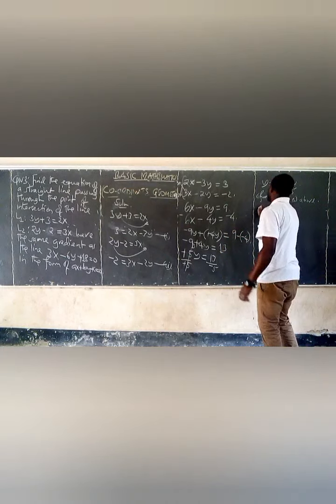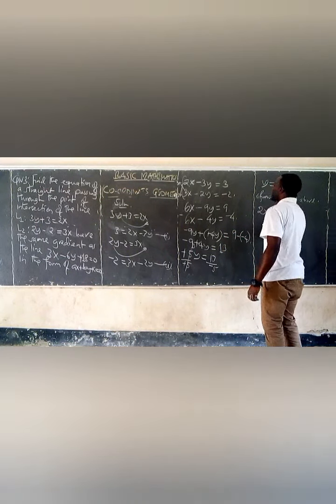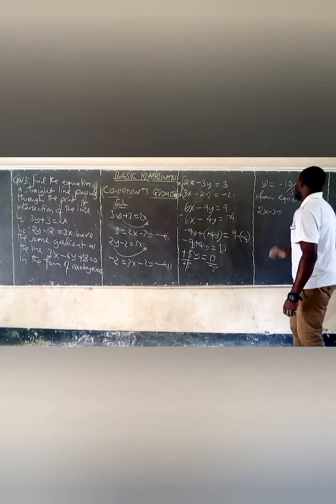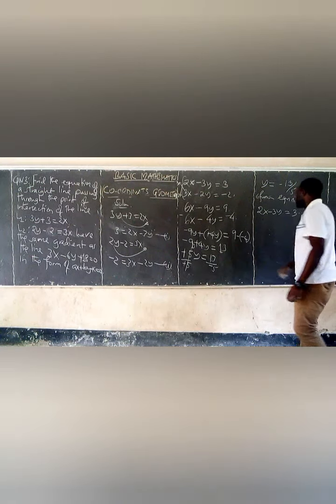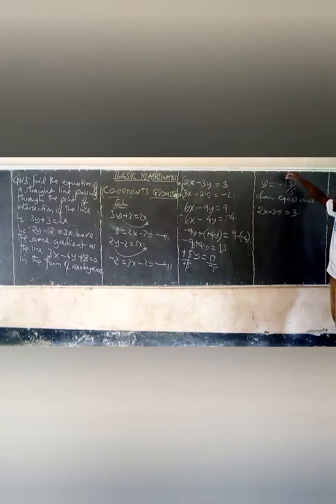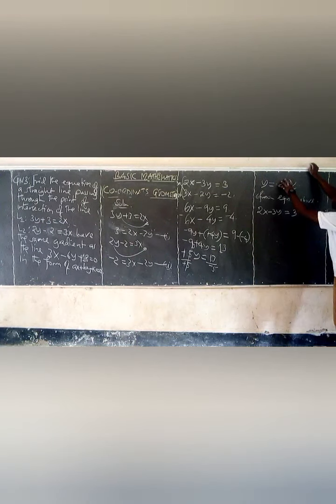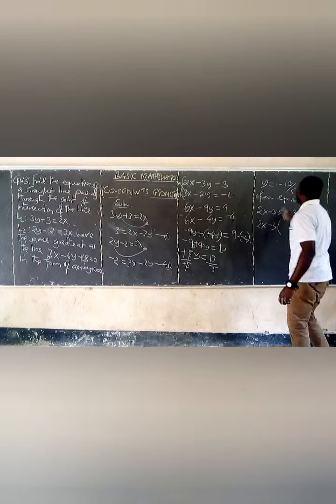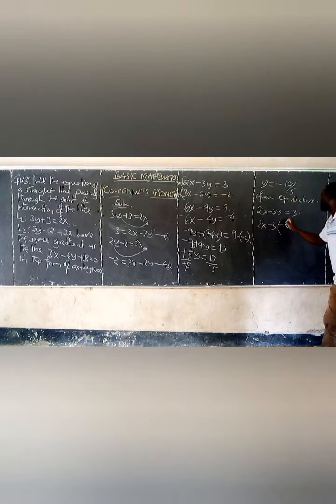Well, equation 1 says that 2x minus 3y is equal to 3. We have the value of y. We are supposed to insert the value of y where there is y here. So we take this and insert it here. So this is 2x minus 3, bracket. What is our y? Our y is negative 13 over 5. Then this is equal to 3.